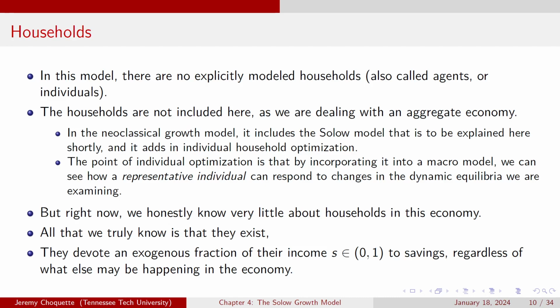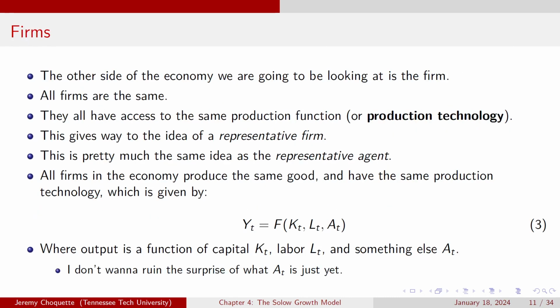All we know is that they exist and they devote an exogenous fraction of their income, S, which is between 0 and 1, to their savings, regardless of what else might be going on in the economy. So that's really all we can say for households for now. We'll get back to them in a little bit.